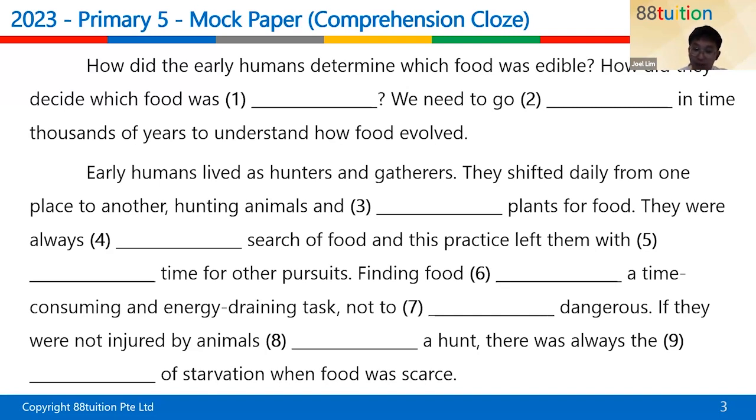So, how did the early humans determine which food was edible? How did they decide which food was blank? We need to go blank in time, thousands of years, to understand how food evolved. Early humans lived as hunters and gatherers. They shifted daily from one place to another, hunting animals and blank plants for food. They were always blank search of food, and this practice left them with blank time for other pursuits. Finding food blank a time-consuming and energy-draining task, not to blank dangerous. If they were not injured by animals, blank a hunt, there was always the blank of starvation when food was scarce.